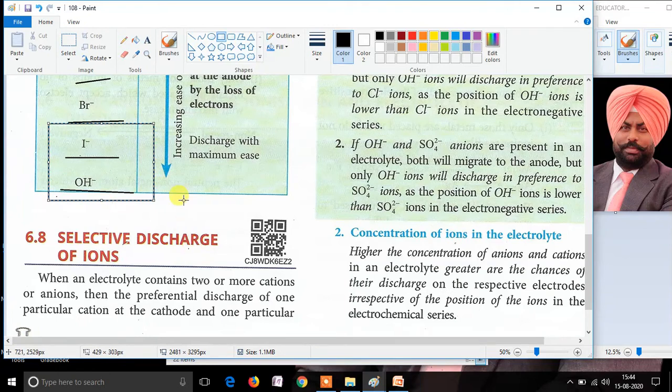Moving on further, let's discuss the topic selective discharge of ions.